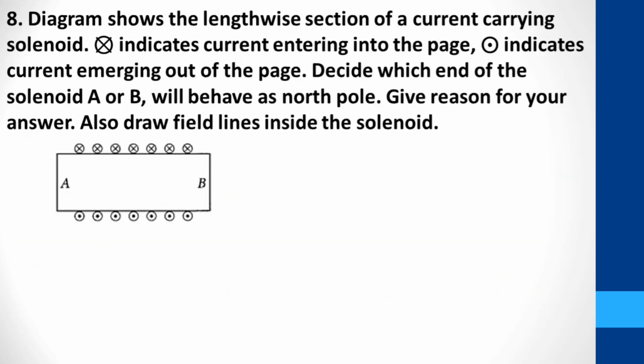Question number 8. The diagram shows the lengthwise section of a current carrying solenoid. Cross indicates current entering into the page and dots indicate current emerging out of the page. Decide which end of the solenoid, A or B, will behave as a north pole. Give reason for your answer. Also draw field lines inside the solenoid.